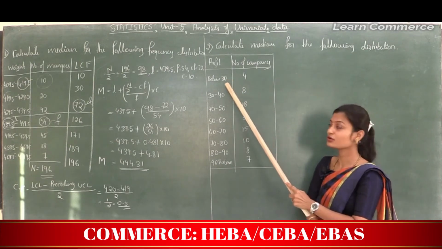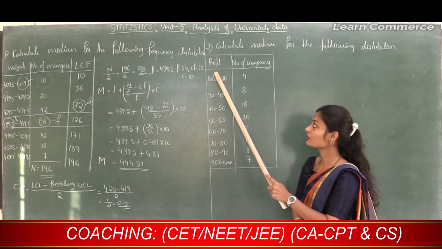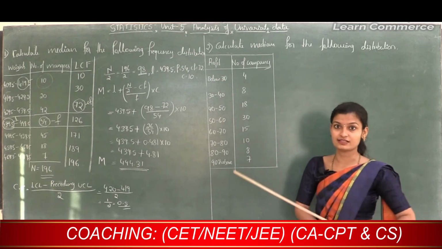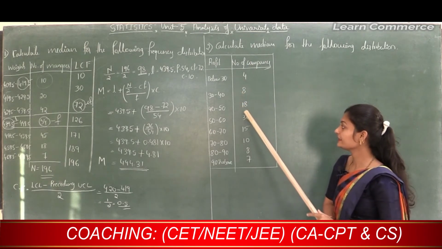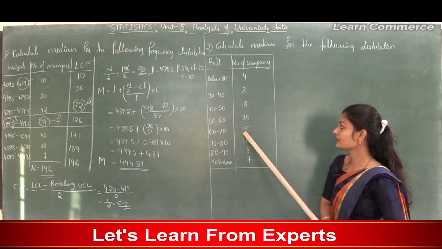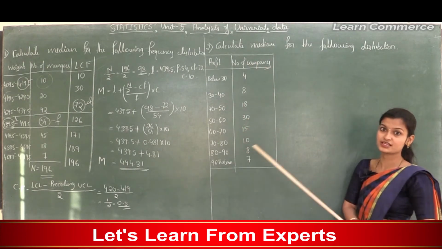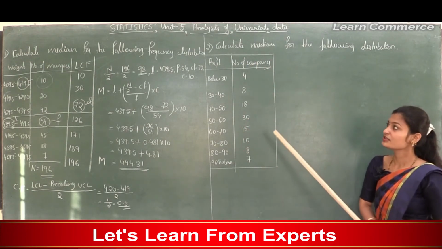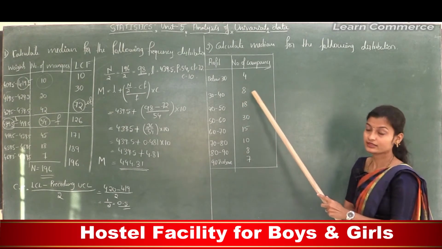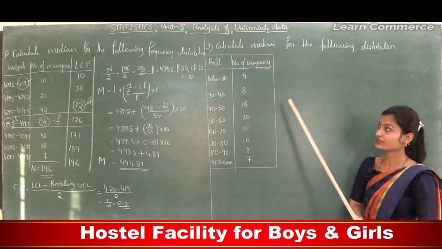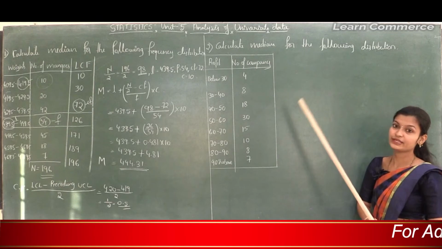And here the given class intervals are open-ended class intervals. The number of companies are 4, 8, 18, 30, then 15, 10, 8 and 7. So the given distributions have open-ended class intervals. This does not affect the calculation of median. Okay, open-ended class intervals do not affect calculating the median.